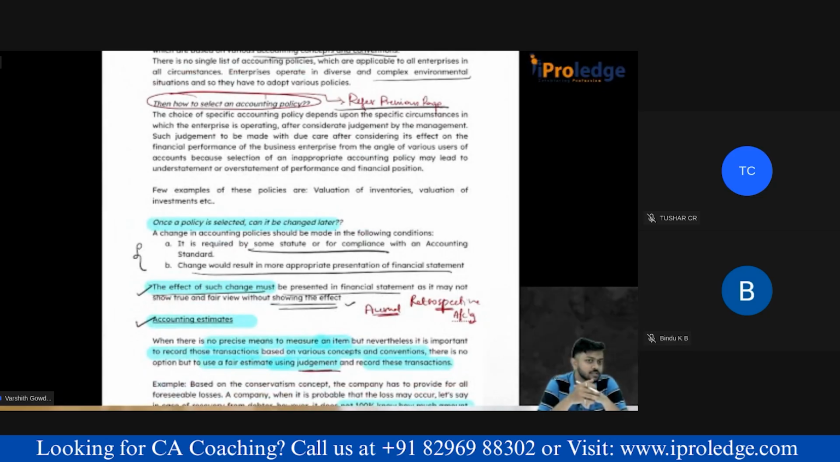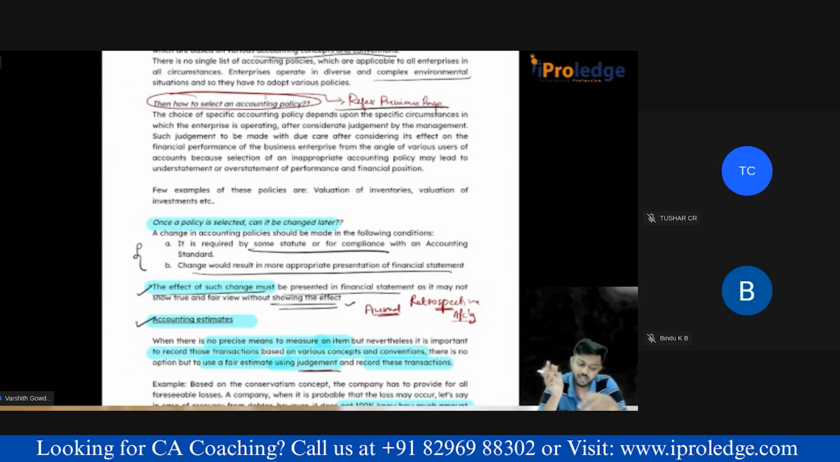Okay. As per one more assumption we learned, the accounting principles or policies that we apply should be consistent. The accounting policy that you have selected should also be consistent every year. If this time you have used FIFO, next time also you should use FIFO. Third year FIFO. So you cannot change it.